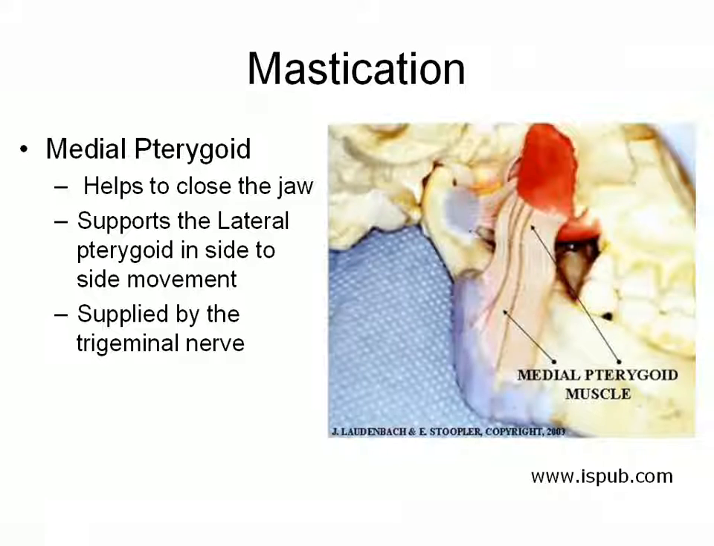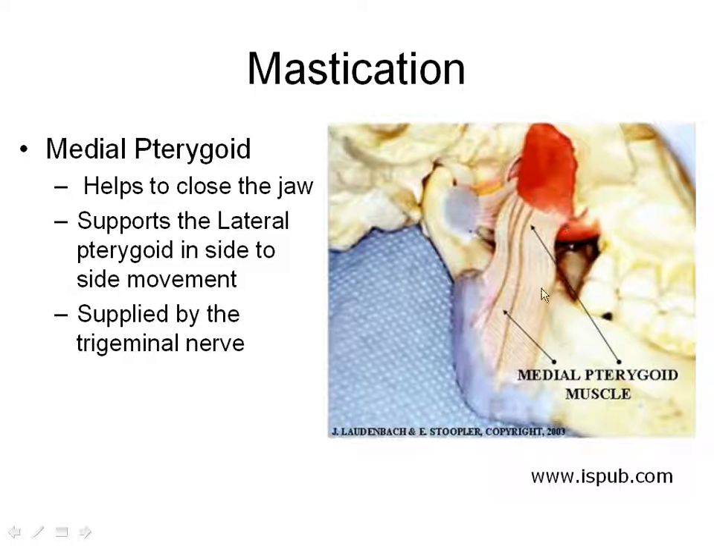The pterygoids, and if you remember all the way back to the sphenoid bone, we had the pterygoid process. That's where this is coming from. You have a medial pterygoid and a lateral pterygoid. They help to close the jaw. Okay, they help with side-to-side movement. So every time you chew, it's not an up and down movement. It's a circular movement, and part of that is facilitated by the pterygoids. Okay, they are supplied by the trigeminal nerve.